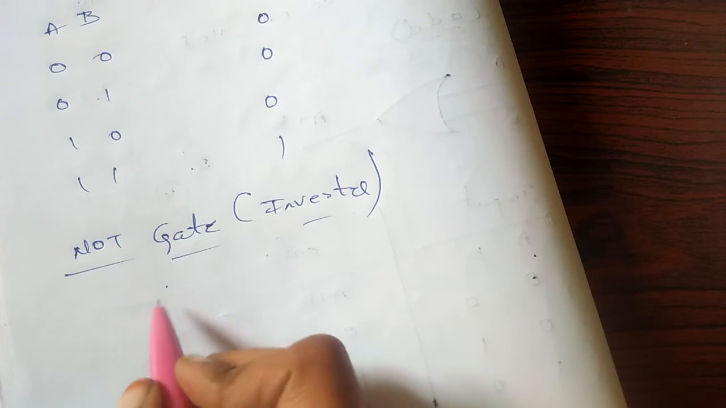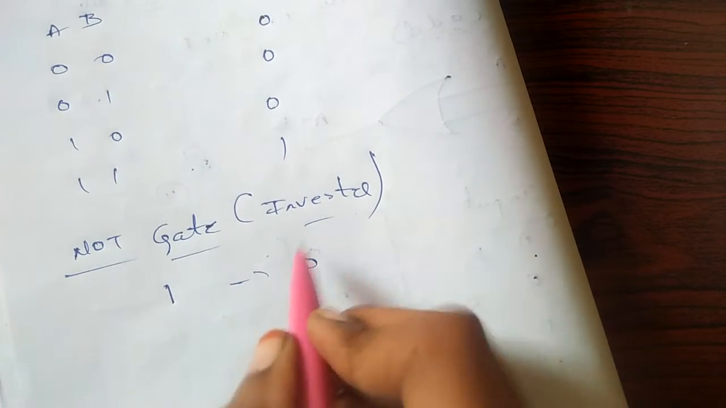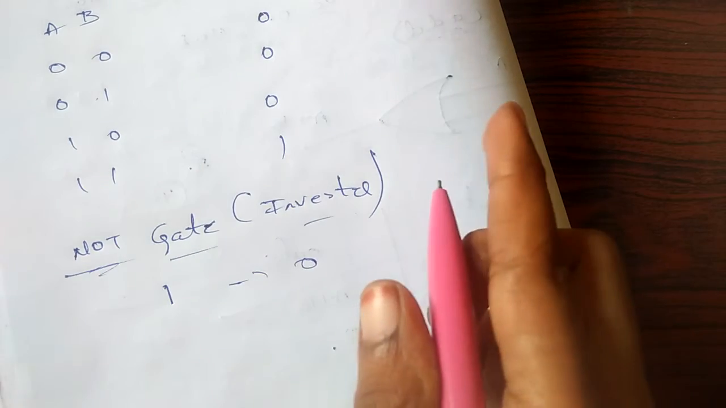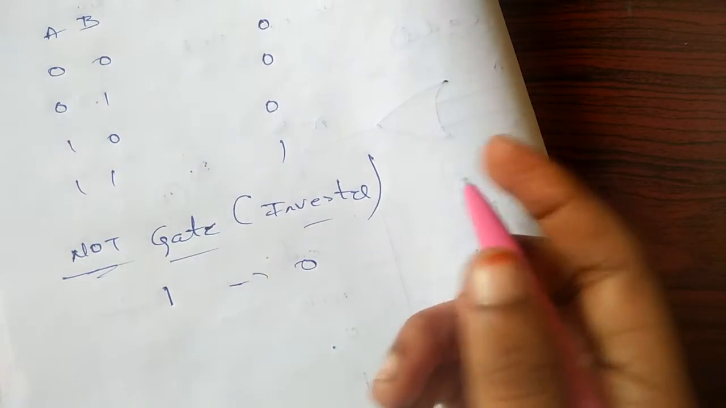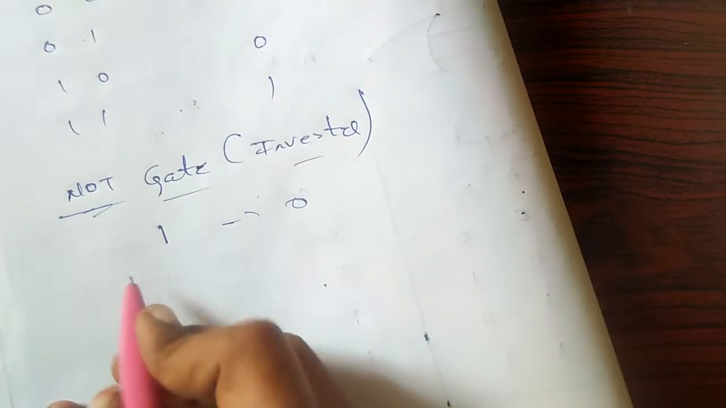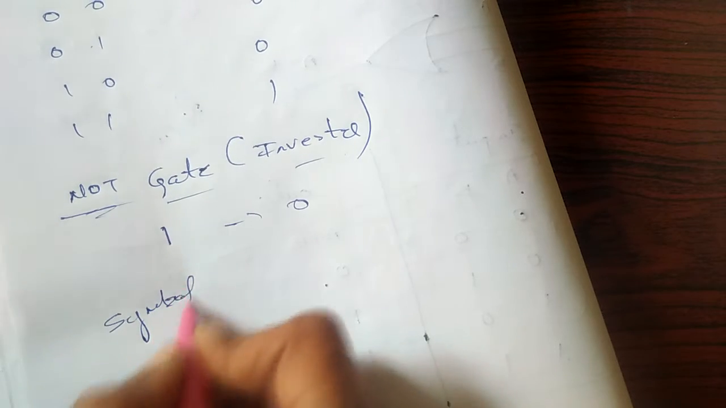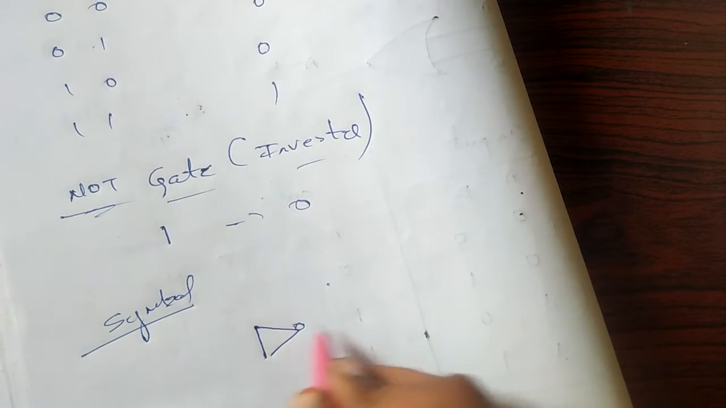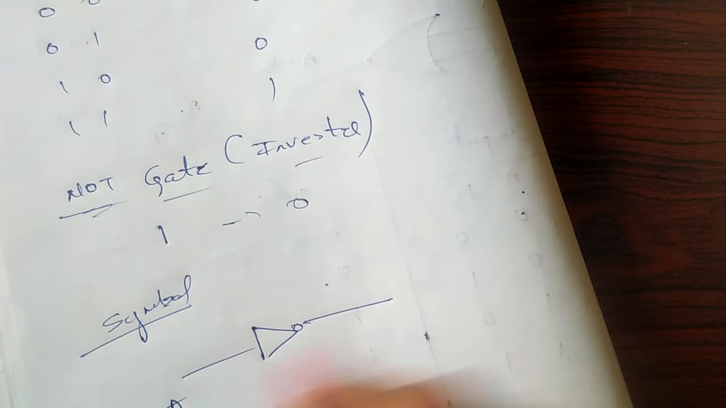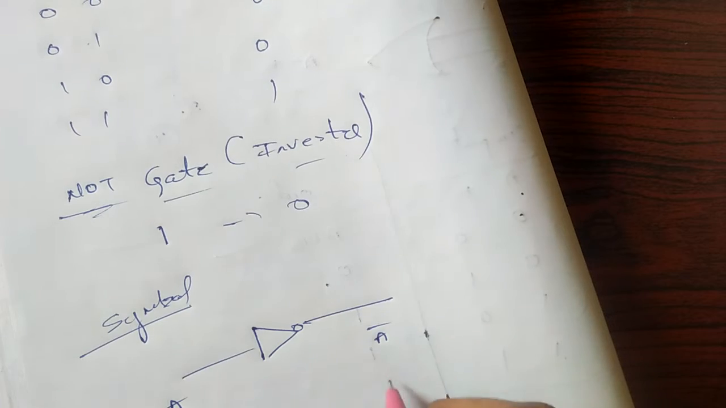So if you want to give 1 but you want 0 as the receiver, then you can use the NOT gate to get the inverted logic. It has one input and one output. So the symbol is this. Only one input and one output. If you give A, you get A bar. If you give A bar, you get A.